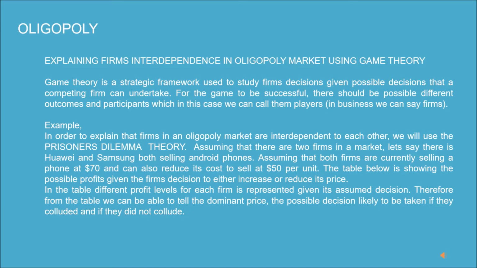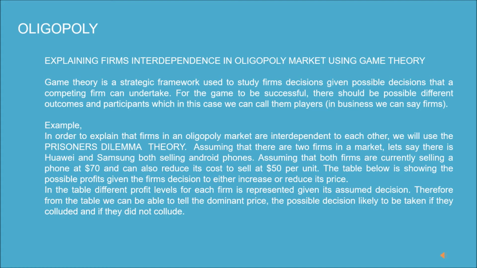Example. In order to explain that firms in an oligopoly market are interdependent, we will use the prisoner's dilemma theory. Assuming that there are two firms in a market, let's say Huawei and Samsung, both selling Android phones. Assuming that both firms are currently selling a phone at $70 and can also reduce the price to sell at $50 per unit. The table below shows the possible profits given the firm's decision to either increase or reduce its price.